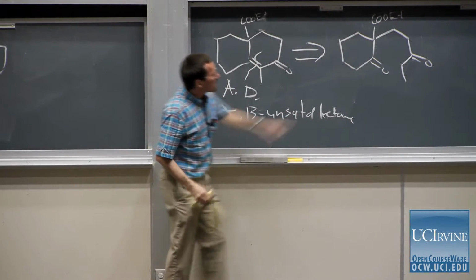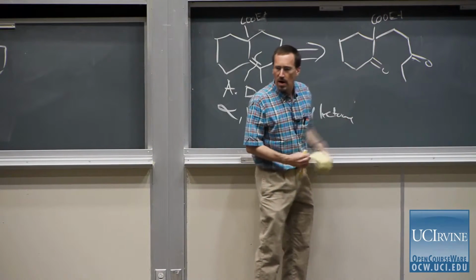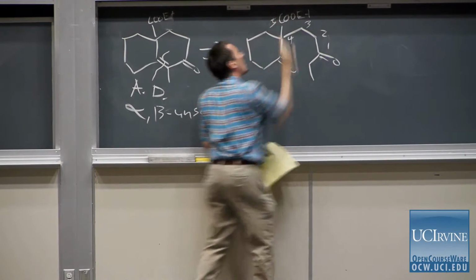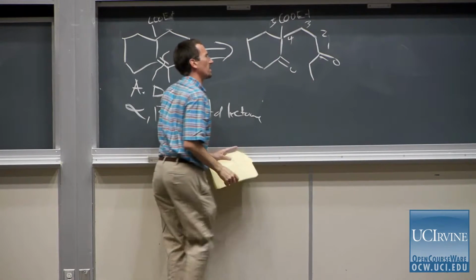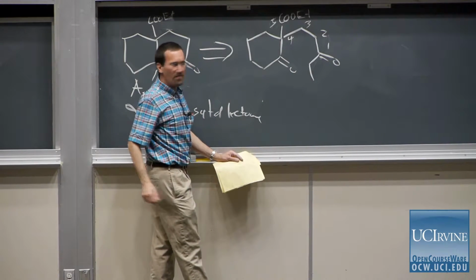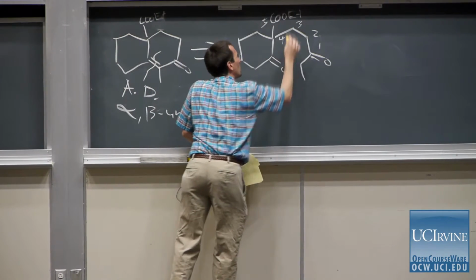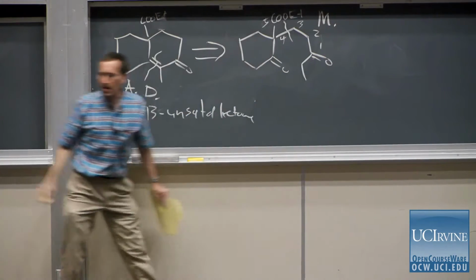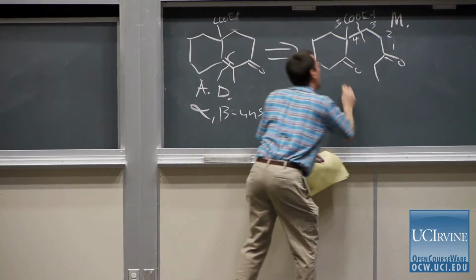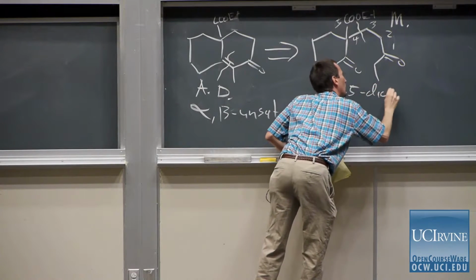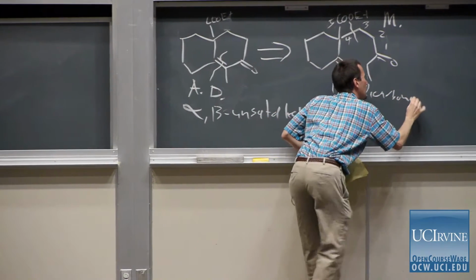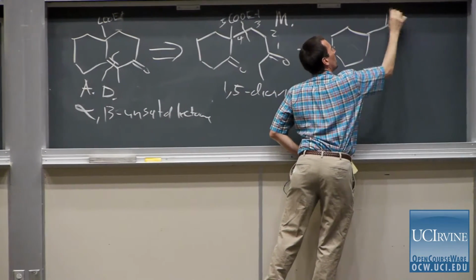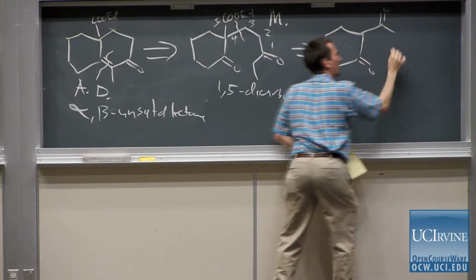And now you look at this next component and you say, oh, this is a 1,5-dicarbonyl compound. I can number to either carbonyl, it doesn't really matter. This is a 1,5-dicarbonyl compound. That could have come from a Michael addition. So there's the M in our MAD. And so we again go backwards, and now we're at this particular precursor and our enone.